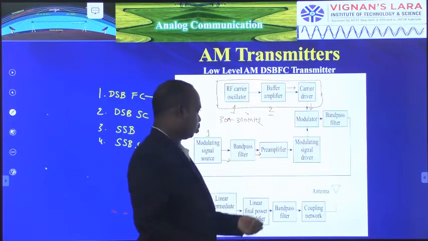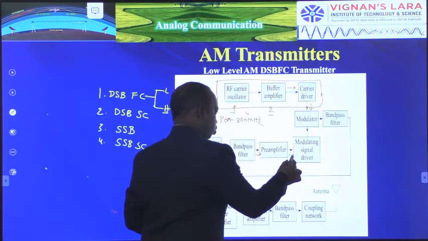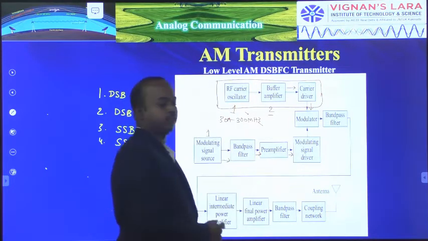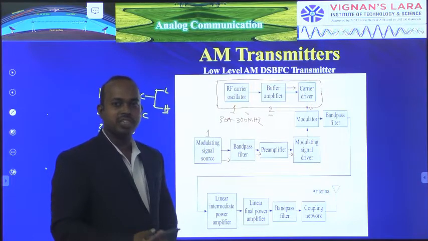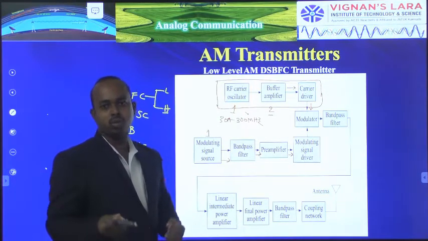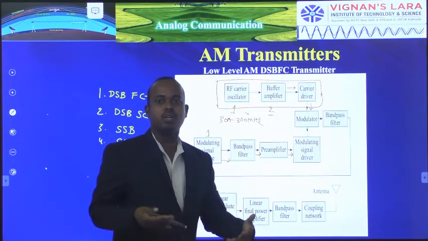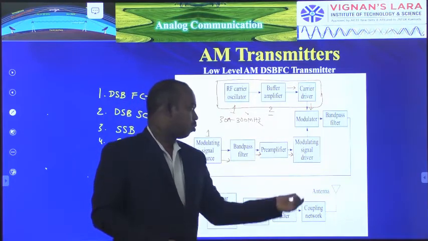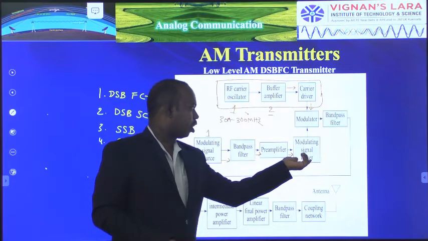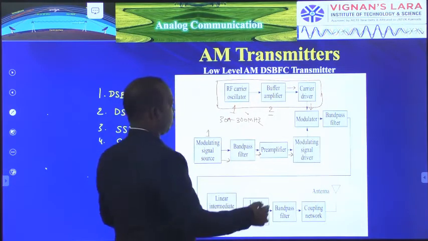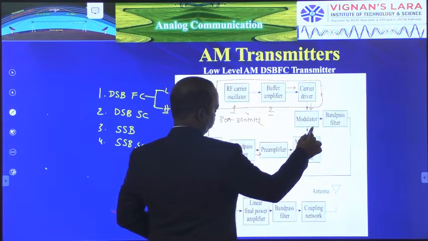Then you assign the pre-amplifier output to the modulating signal driver. We can access this signal using one driver. That one we call the modulating signal driver. Once you assign it to the modulating driver, the output of the modulating driver is assigned to the modulator.